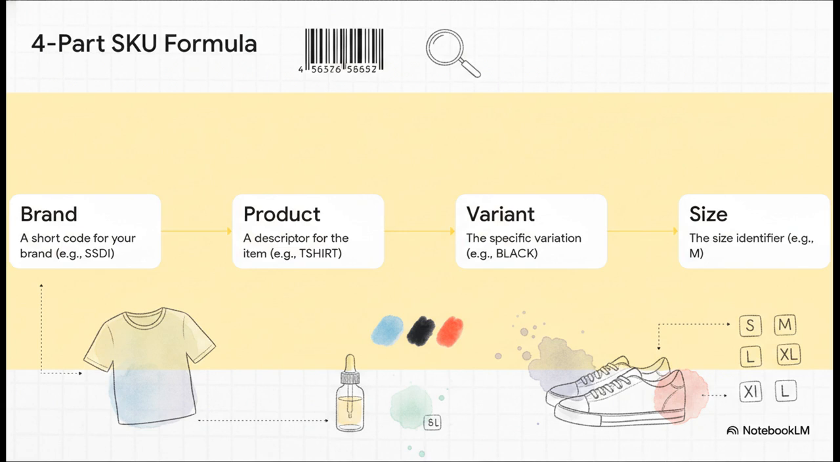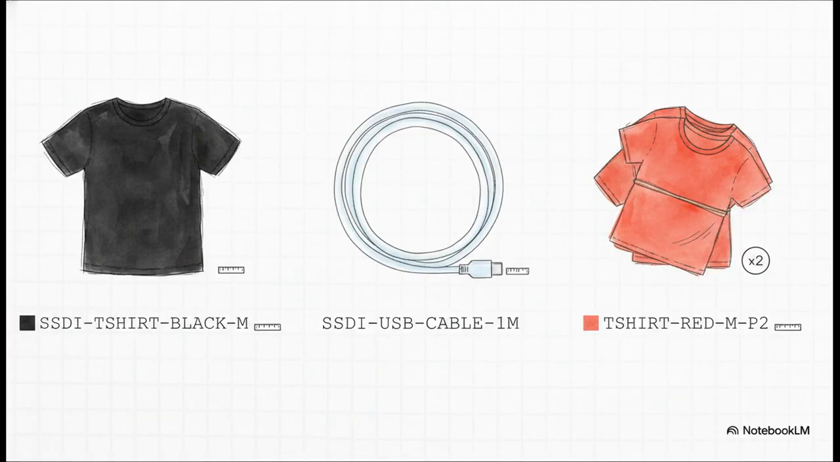See how that works? It's logical, it's scalable, and best of all, any human can look at it and know exactly what it is. And check out how versatile this formula is when you put it into practice. For a t-shirt, you get brand, product, color, size. Makes sense. But for something like a USB cable, the formula just adapts to brand, product, length. You can even tweak it for combo packs by adding a little suffix, like -P2 for a pack of 2. The same logic just works everywhere, and it brings instant clarity to your entire inventory.